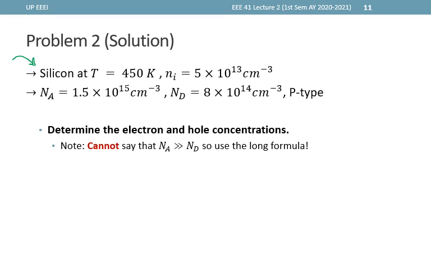Also, note that Na is not much greater than Nd, so the values are quite close. So we cannot assume that P is approximately Na just because the material is p-type. So we'll actually have to use the long formula for P.